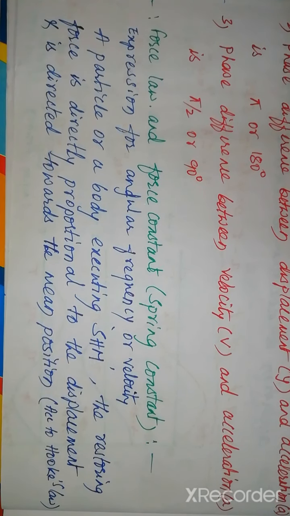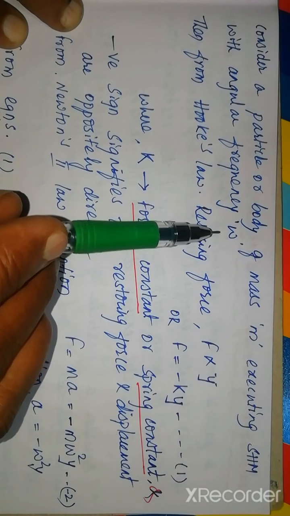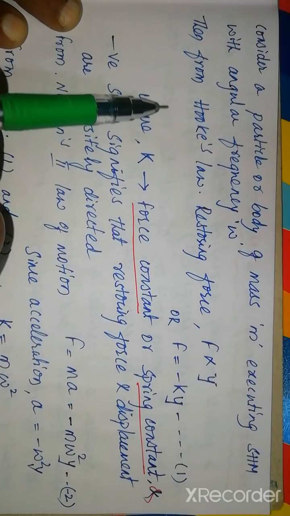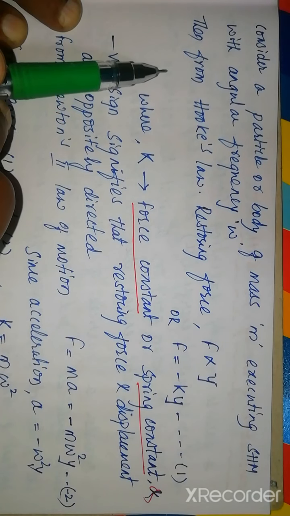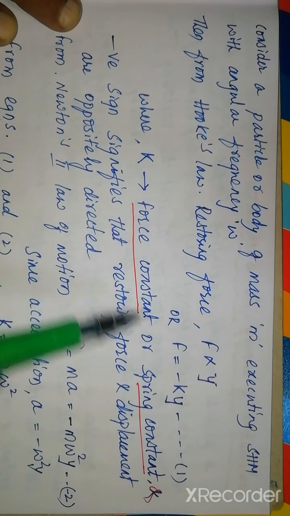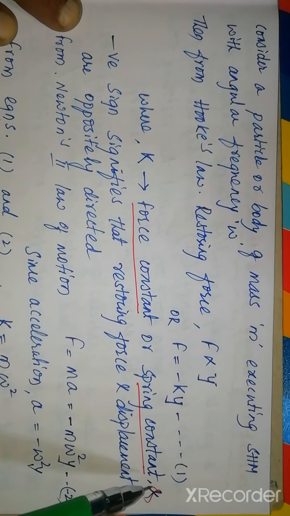Consider a particle or a body of mass m executing simple harmonic motion with angular frequency omega, that is, a load attached to a spring. If it is pulled and released, then the load oscillates about the mean position. Then from Hooke's law, the restoring force is directly proportional to displacement y, or F equals minus ky, where k is a proportionality constant called the force constant or spring constant.